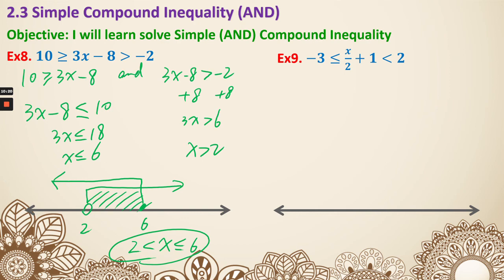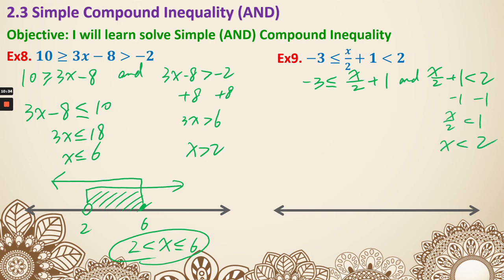Number 9. Negative 3 is less than or equal to x over 2 plus 1, and x over 2 plus 1 is less than 2. I can solve for this one. Minus 1 and minus 1. X over 2 is less than 1. So x is less than 2. For this one, subtract 1, subtract 1. Negative 4 is less than or equal to x over 2. I can multiply both sides by the 2. So negative 8 is less than or equal to x.